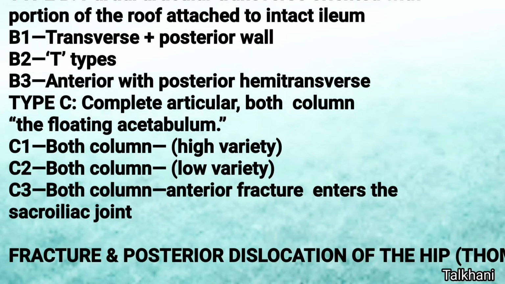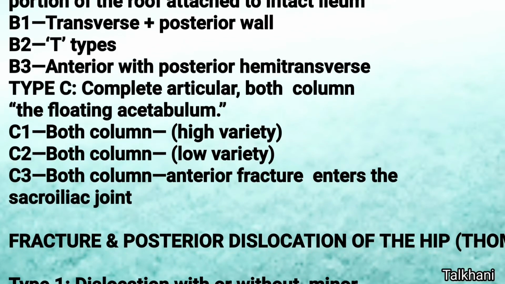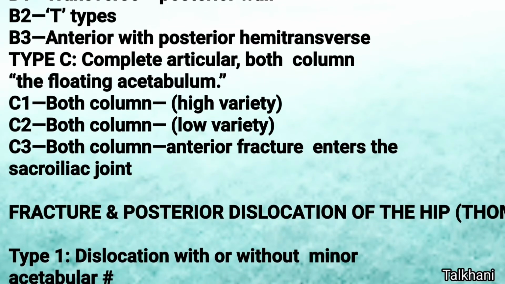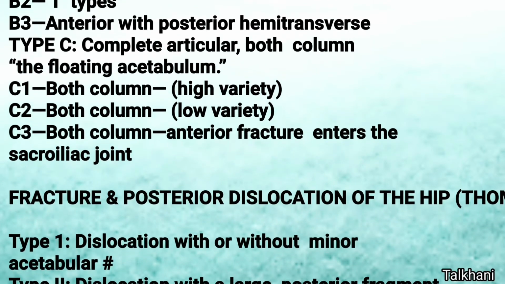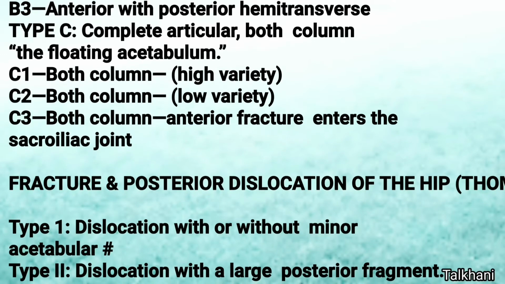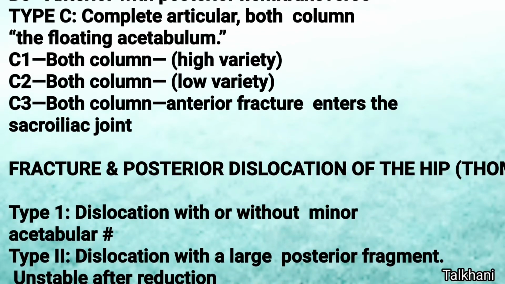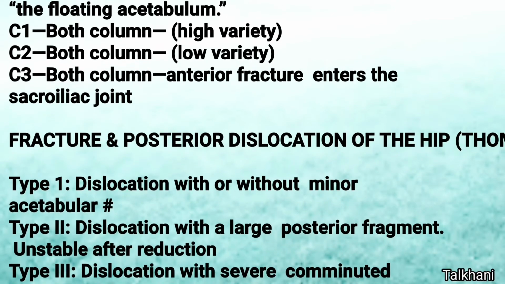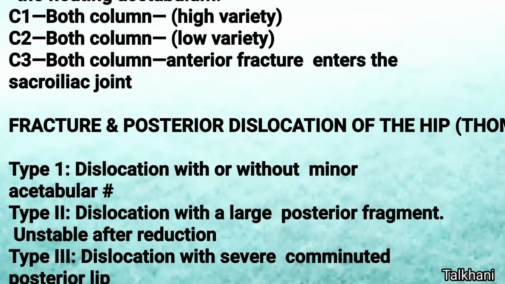Type C, complete articular both column fracture. This is floating acetabulum. C1, both column fracture with high variety. C2, both column fracture with low variety. C3, both column fracture and the anterior fracture enters the sacroiliac joint.